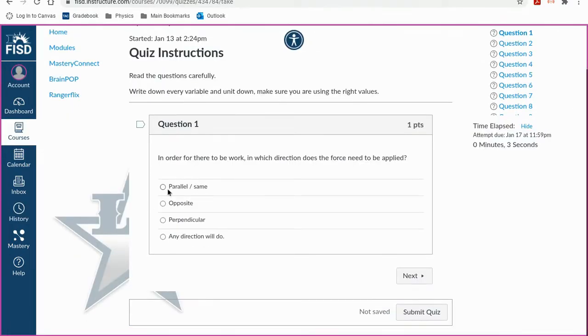In order for that to work, the direction needs to be applied in parallel, or the same direction as the movement, which you call displacement. So force and the displacement need to be in the same direction.